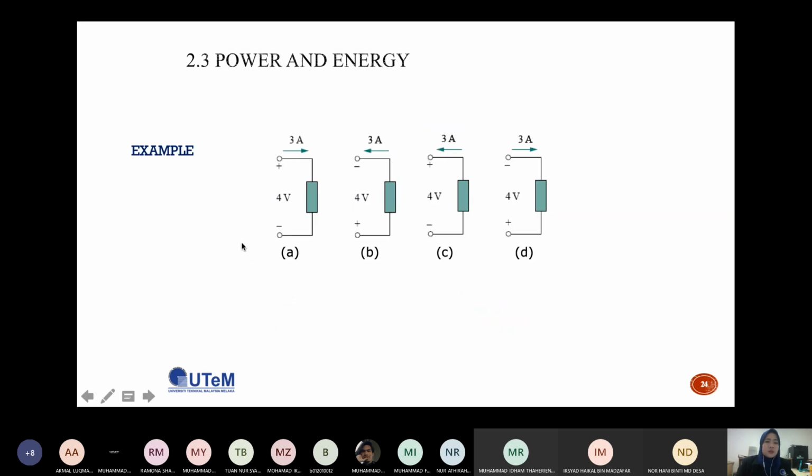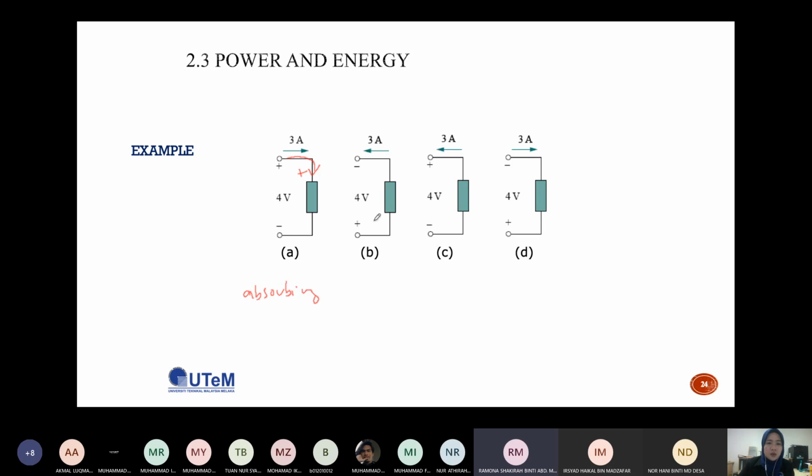Okay. Look at this example. So we have four connections. The first one here, A, is it absorbing power or supplying power? Absorbing power. Why is it absorbing power? The current flows through the positive terminal. Yes, the current flows through the positive terminal. So this is absorbing.